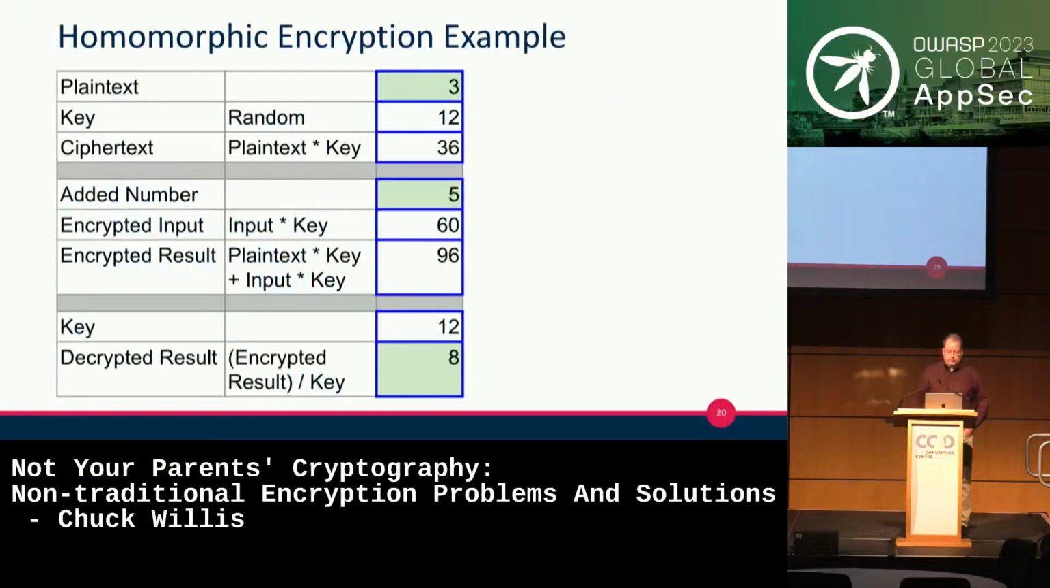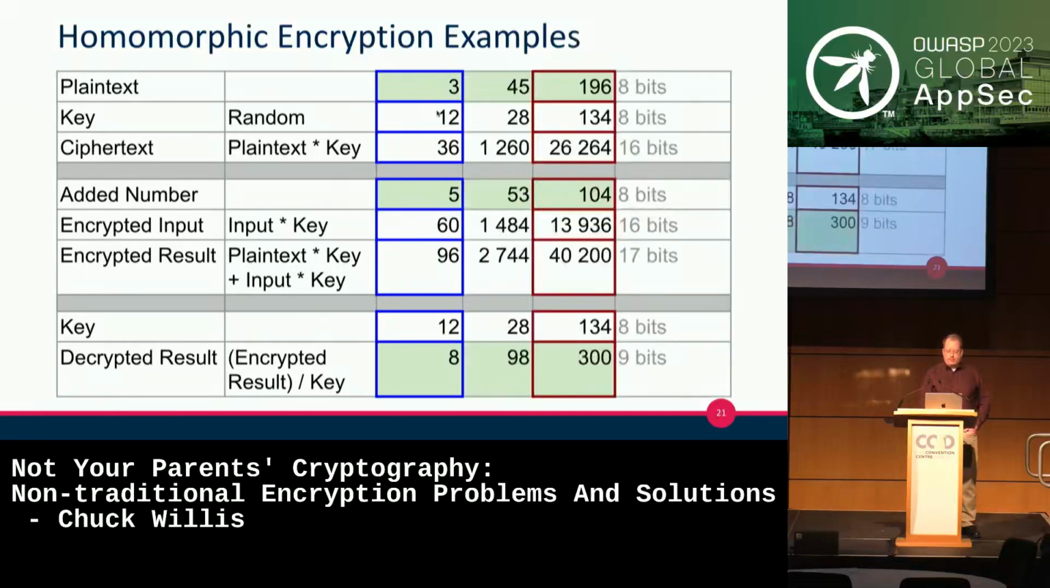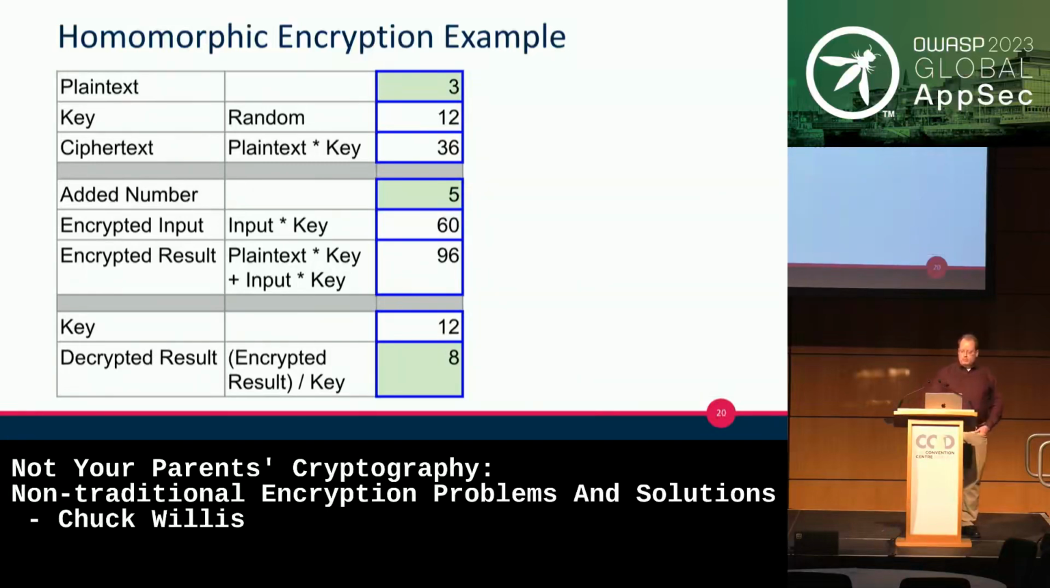So let's go through a little bit of an example on this one, just going down the column here. Let's say we've got a plain text of 3 and a key of 12, and we're going to use a very simple example cipher scheme where we just multiply the plain text times the key. So the ciphertext now is 36, because 3 times 12 is 36.